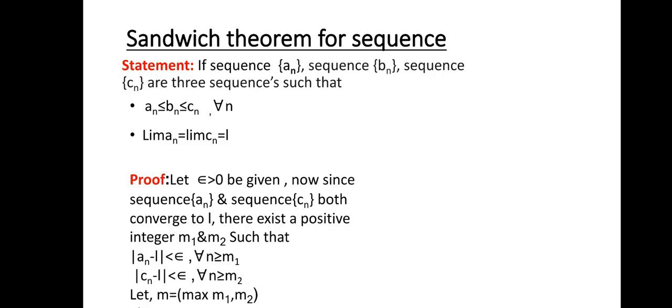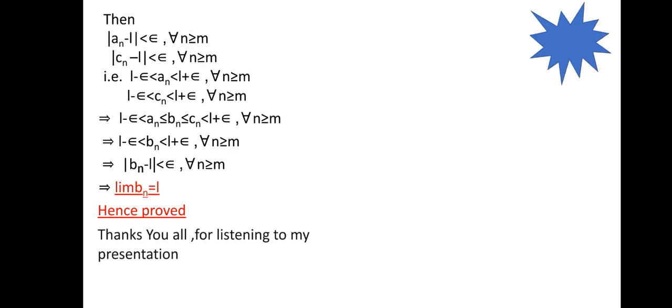Let us choose the maximum of the integers m1 and m2, say m. Let m be equal to the maximum of m1 and m2. Then we can write mod of an minus L less than epsilon for all n greater than or equal to m, and also mod of cn minus L less than epsilon for all n greater than or equal to m. That is the definition of limit. We can write L minus epsilon less than an less than L plus epsilon for all n greater than or equal to m, and for sequence cn, L minus epsilon less than cn less than L plus epsilon for all n greater than or equal to m.